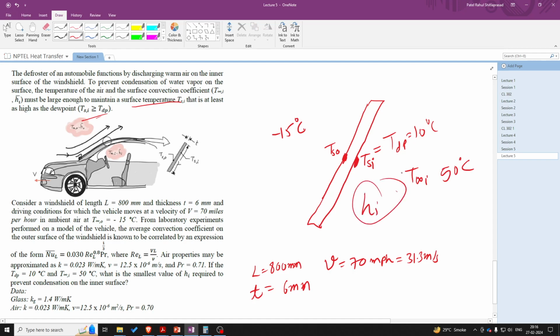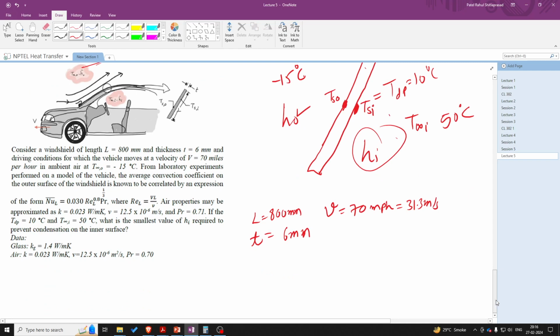Have we been given ho? So ho we haven't been given, but we have been given this Nusselt number correlation. So basically, the average convection coefficient on the outer surface is correlated by this equation. So ho we have. Since there are these composite modes of heat transfer occurring, over here we will have convection, conduction and convection. We can draw a resistance diagram to get an idea of what all things we are having.